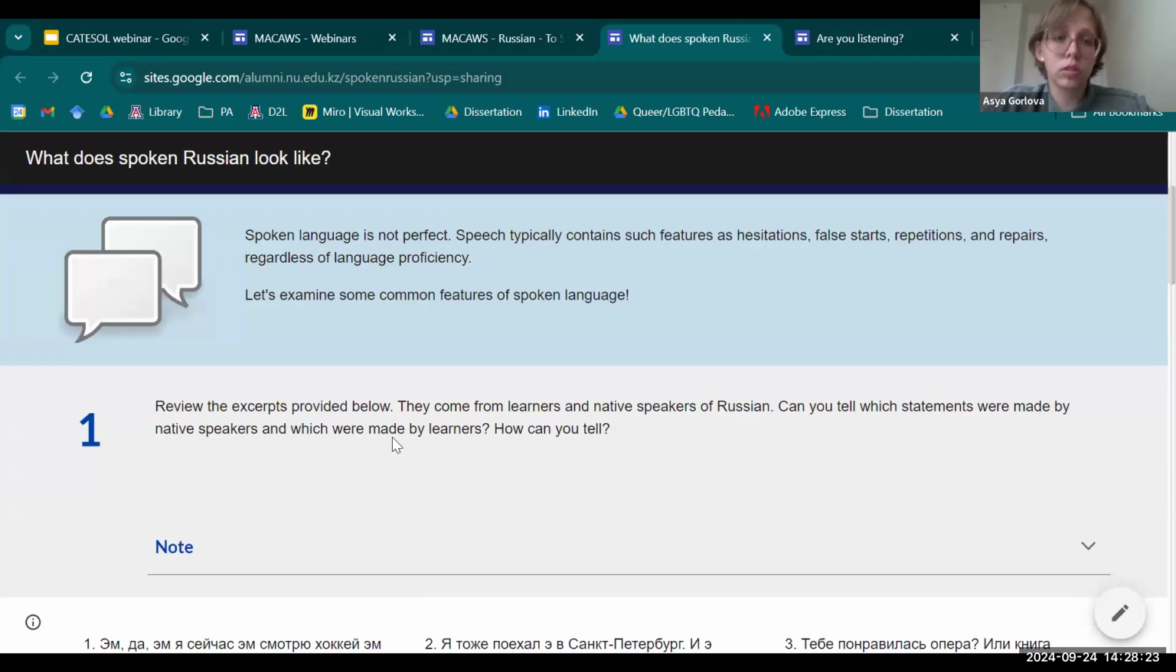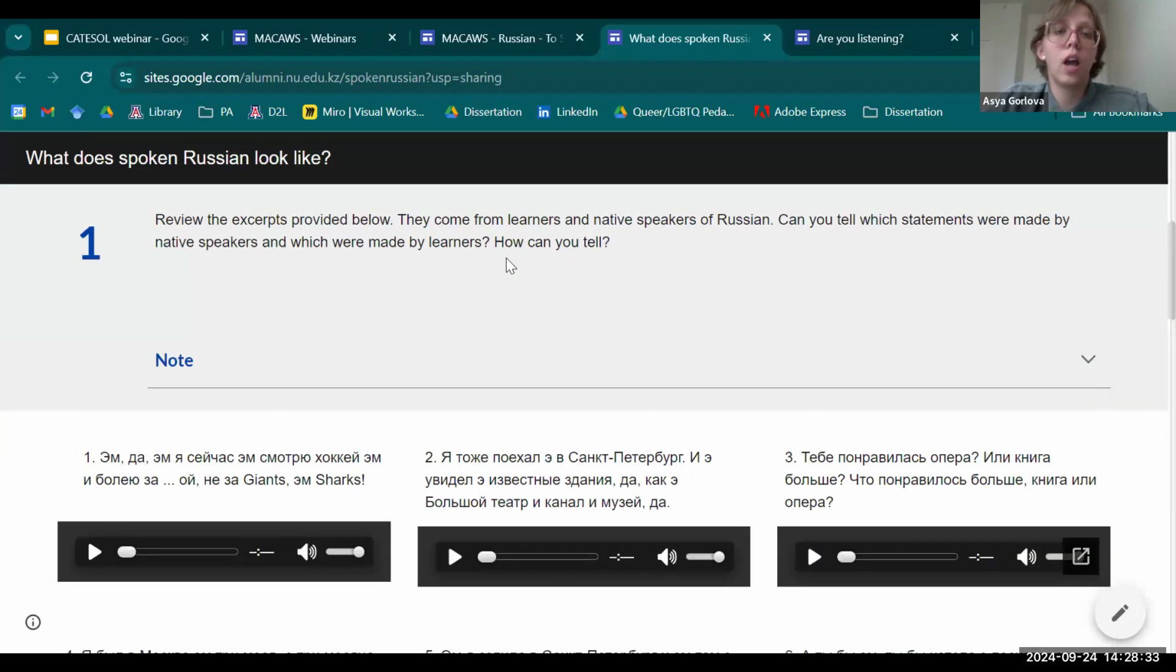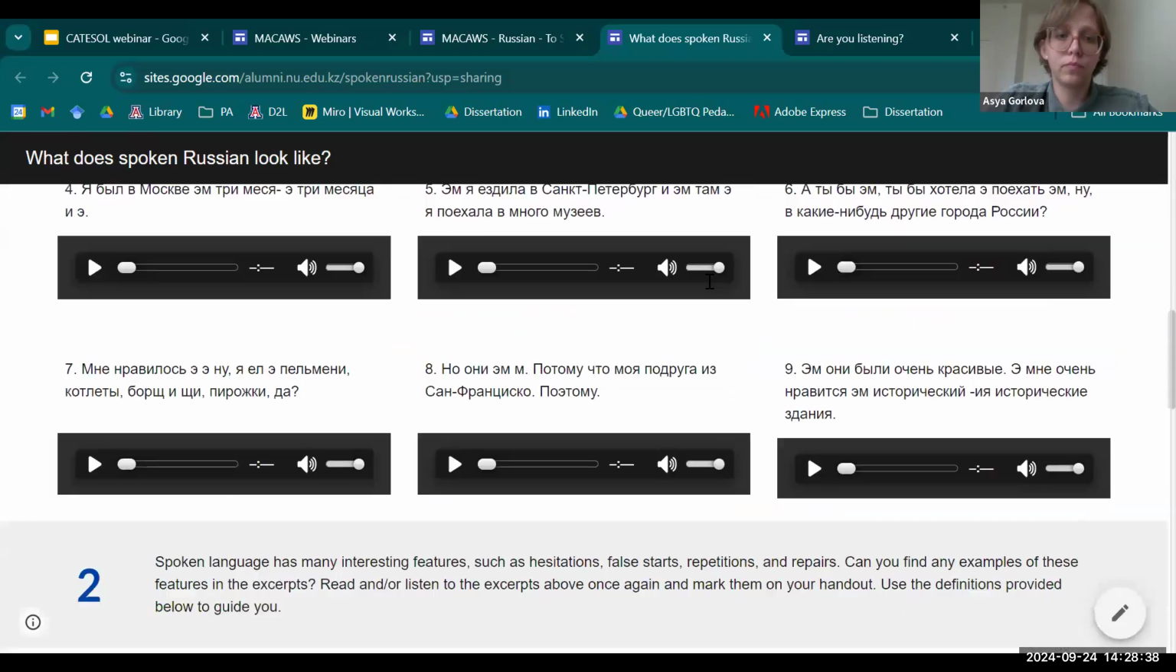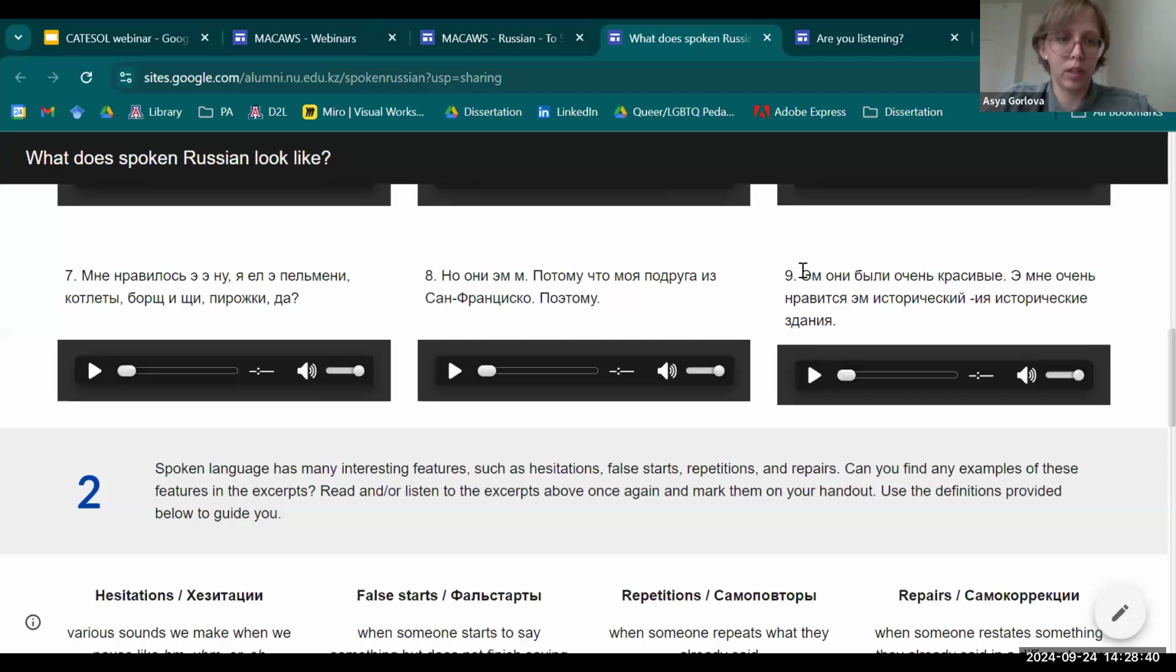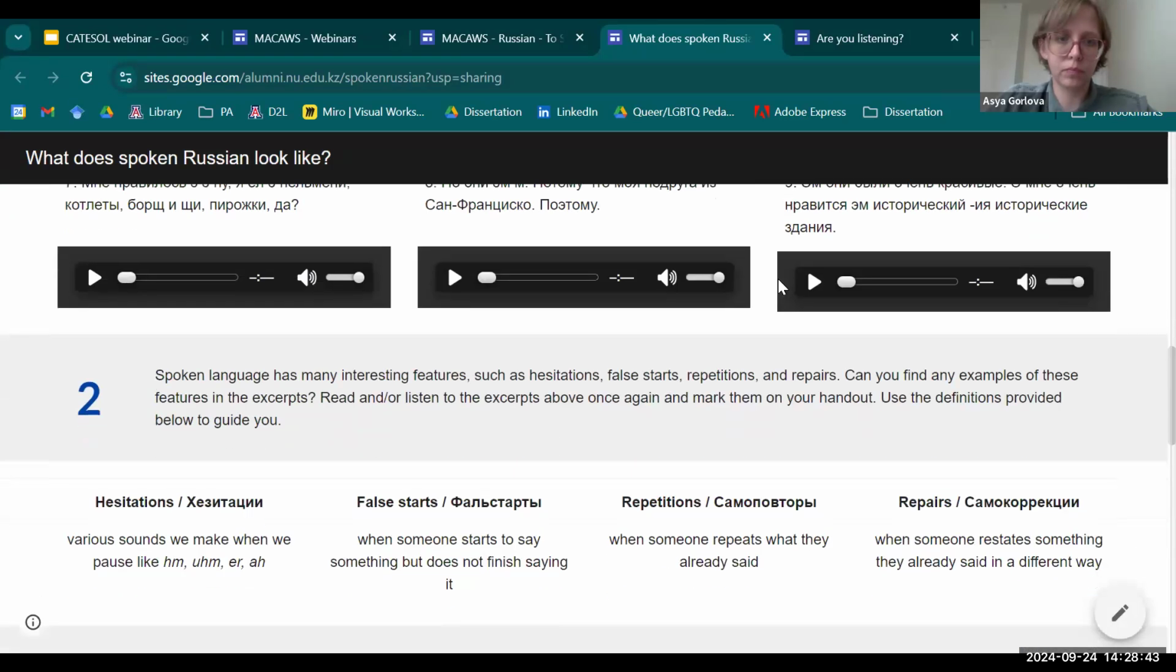Students are asked to listen and look at the text and determine if a native speaker of Russian is talking or a learner is talking. And then, why did they come to that conclusion? And there are quite a lot of audio samples. And after the discussion on what students found, the teacher introduces spoken language features such as hesitations, false starts, repetitions, and repairs, and explains what they are.